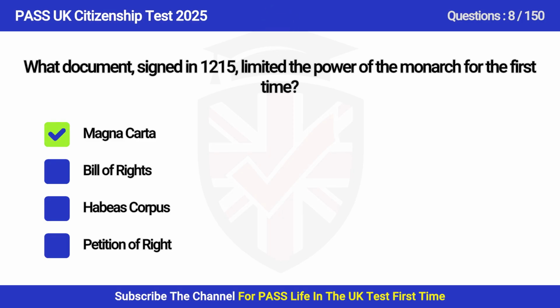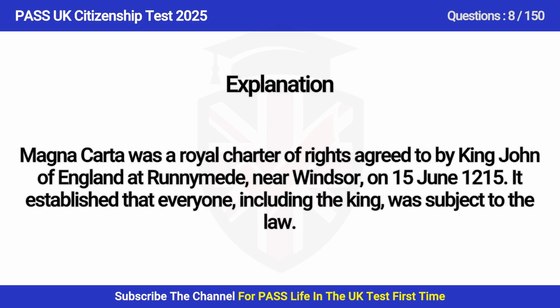Answer is A. Magna Carta. Magna Carta was a royal charter of rights agreed to by King John of England at Runnymede near Windsor on 15 June 1215. It established that everyone, including the king, was subject to the law.